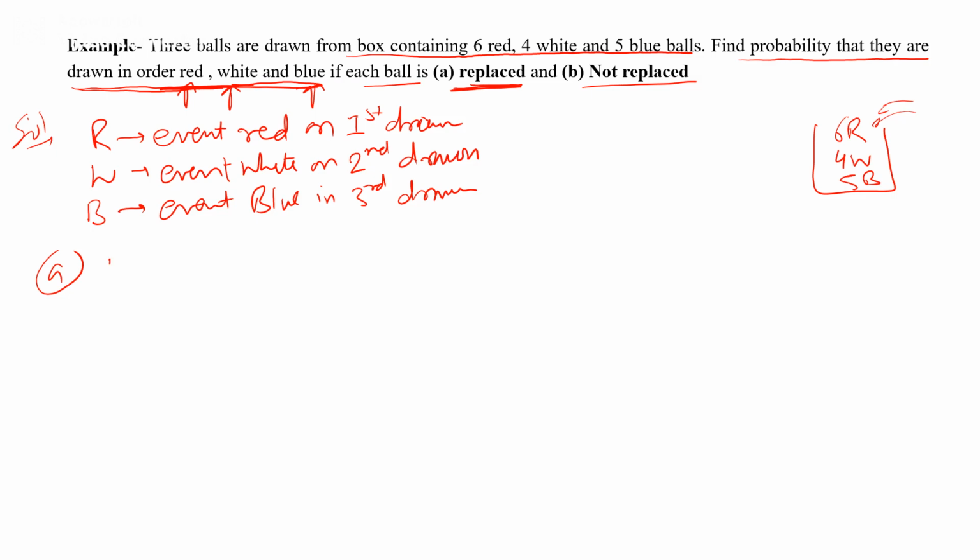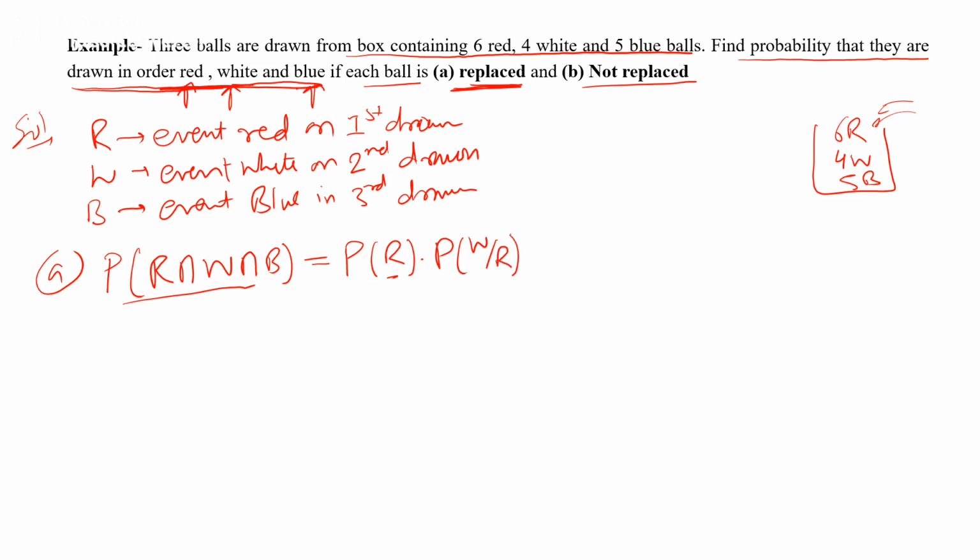So in that case we have to find the probability in the order red, white and blue. So what will happen? Here we use conditional probability, because it is the probability of red times the probability of white when red is drawn, times the probability of blue when red and white are drawn. That means this is an intersection. So the probability of a red ball in that condition: total balls we have 15, and how many red balls are there? 6. So we write 6 by 15.